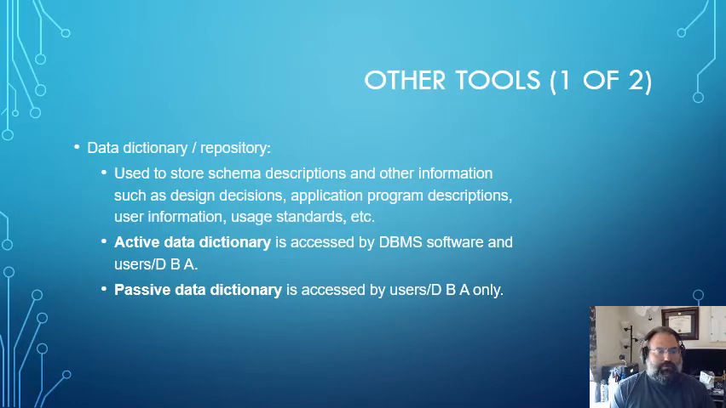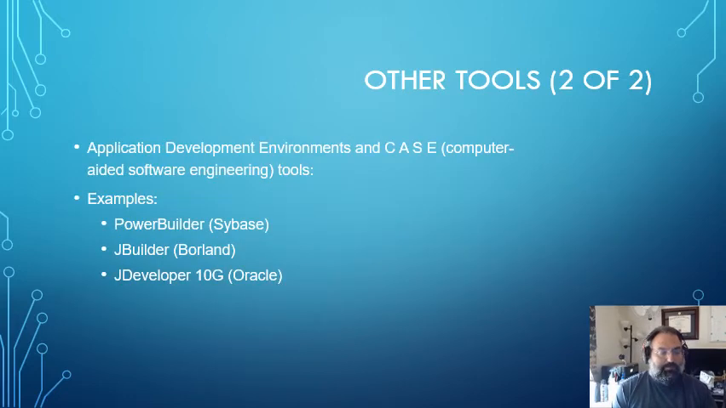The other tools include things like data dictionaries, repositories. These are used to store schema descriptions and other information such as design decisions, application program descriptions, user interfaces, standards, and so on. Active Data Dictionary is accessed by DBMS systems and users and database administrators. Passive Data Dictionary is accessed by users and DBAs only.